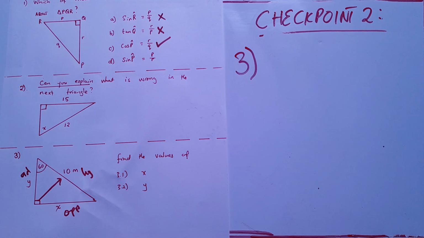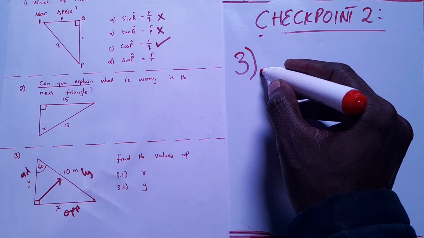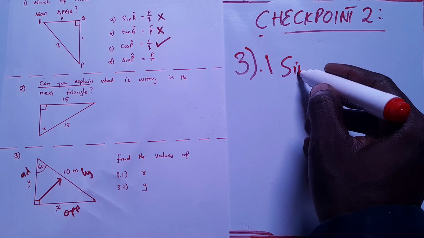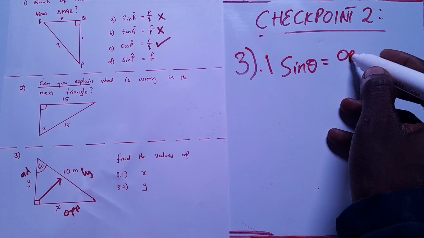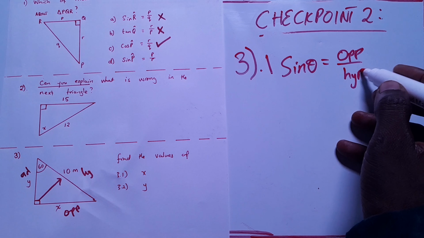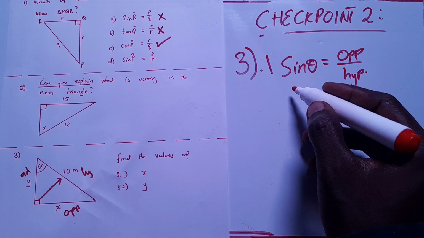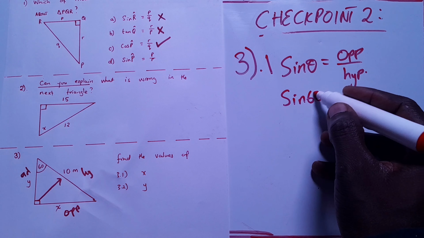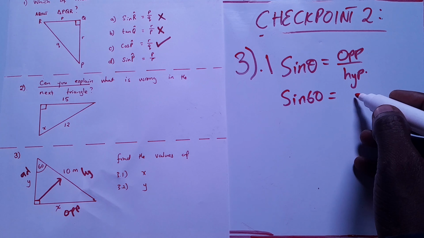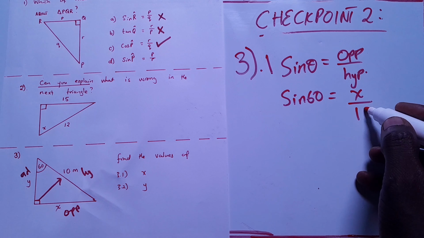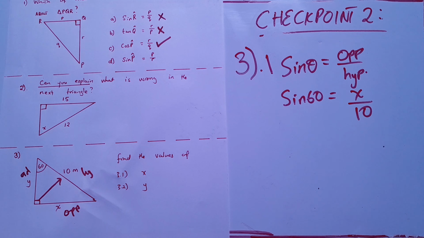So trying to find the values of x and y, we can try to use the ratios. Which of the ratios do you know that has the opposite and the hypotenuse? That is sine. So on 3.1, we can say sine of theta is equals to opposite over hypotenuse. The angle that we have is 60. So this will be sine of 60 is equals to the opposite, which is x, over the hypotenuse, which is 10.